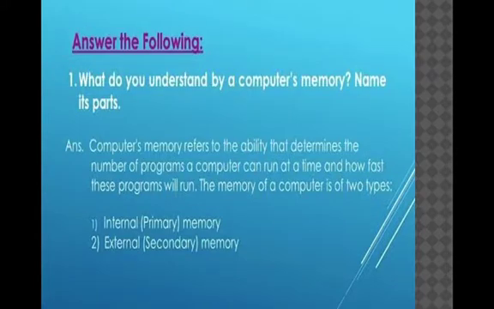Now let us see the question answers. What do you understand by a computer's memory? Name its parts. Computer memory refers to the ability that determines the number of programs a computer can run at a time, and how fast these programs can be run. The memory of a computer is of two types: internal memory and external memory. Internal memory is primary memory or main memory, and external memory is the secondary memory.